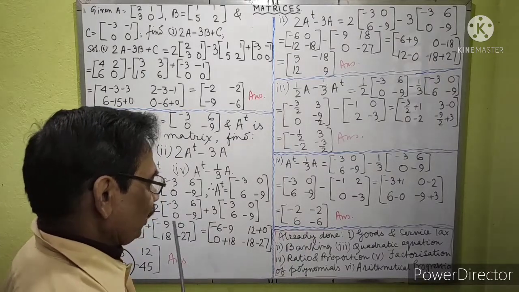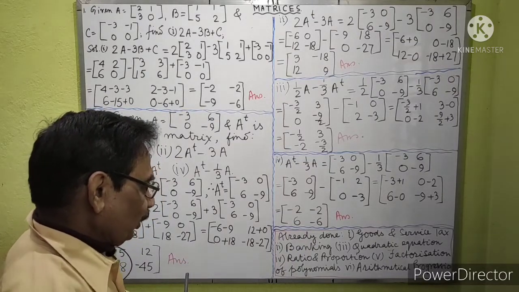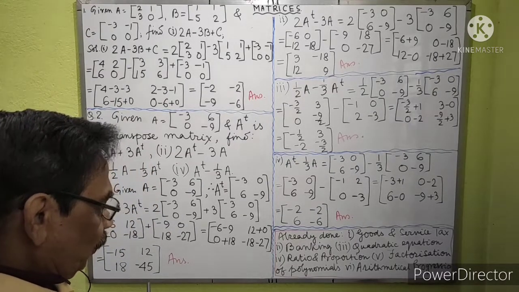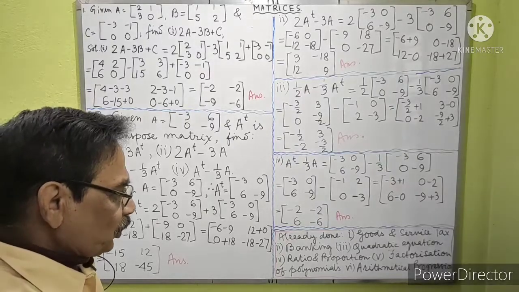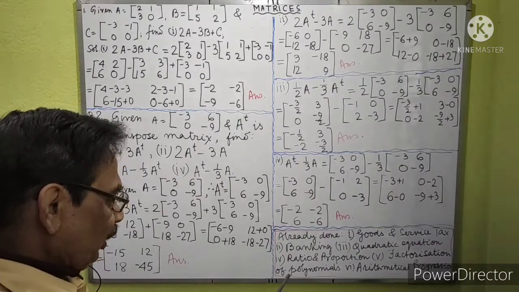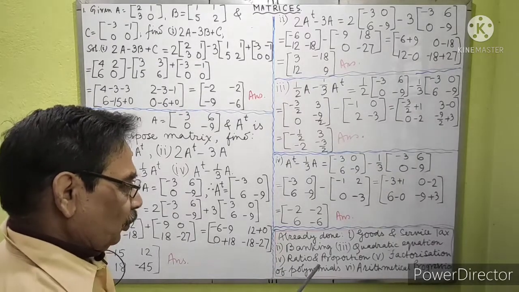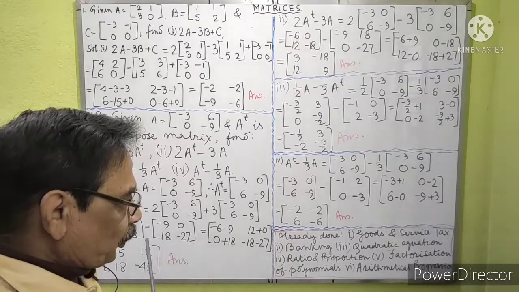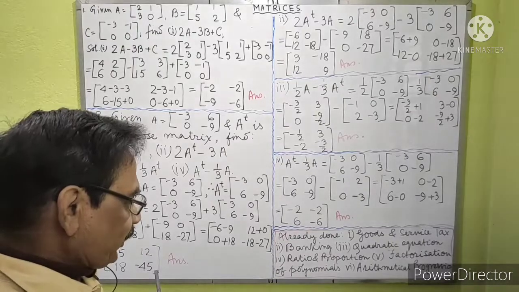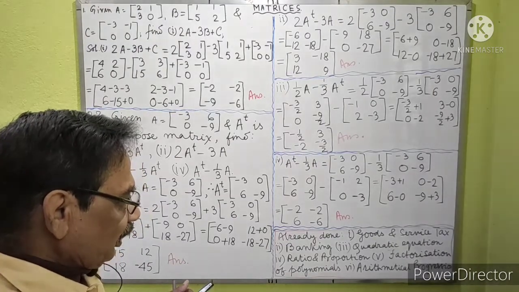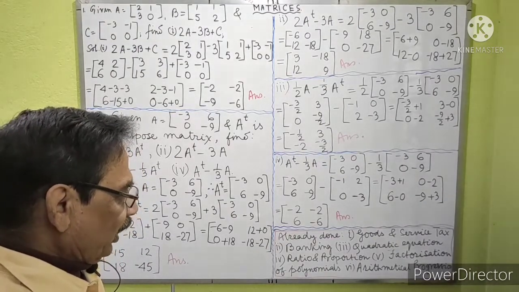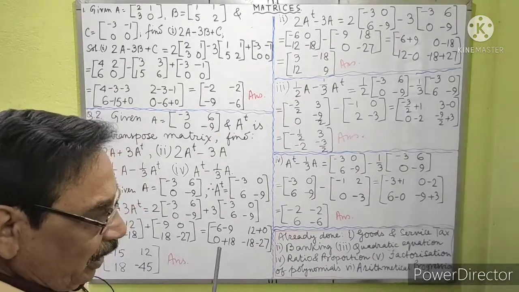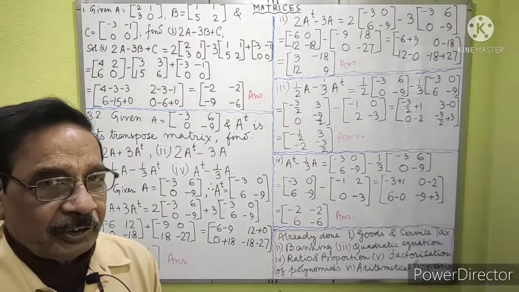Dear students, for this first semester we have already done goods and service tax, banking, quadratic equation of one variable, ratio and proportion, factorization of polynomials, arithmetical progression. So this is now matrix, and I think it will also be finished.